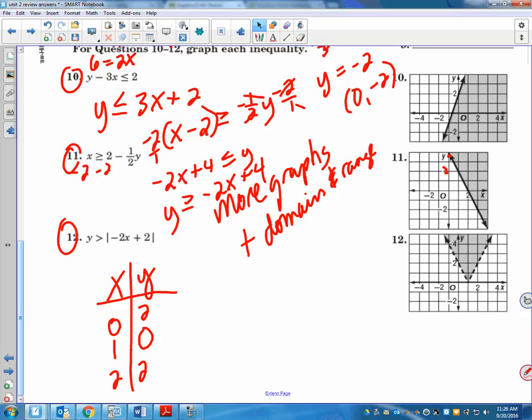This question would be worth 5 points. Here's where the 5 points come from. 1 point if you remember it's a dotted line. 1 point if you shade correctly.